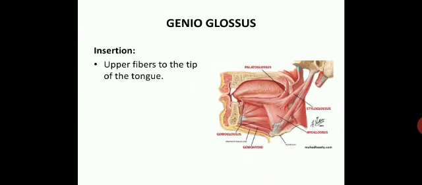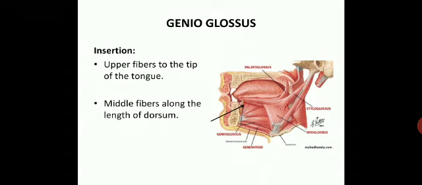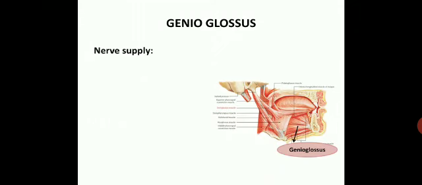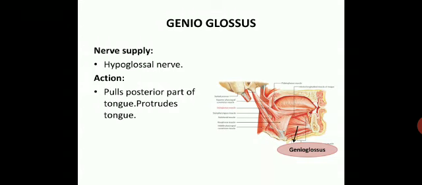Insertion. The upper fibers are inserted to the tip of the tongue, the middle fibers along the length of the dorsum, and the lower fibers are inserted into the body of the hyoid bone. The nerve supply, it is by the hypoglossal nerve. Action, it pulls the posterior part of the tongue and protrudes the tongue, and it is a life-saving muscle. The muscle of safety is the GENIOHYOID.